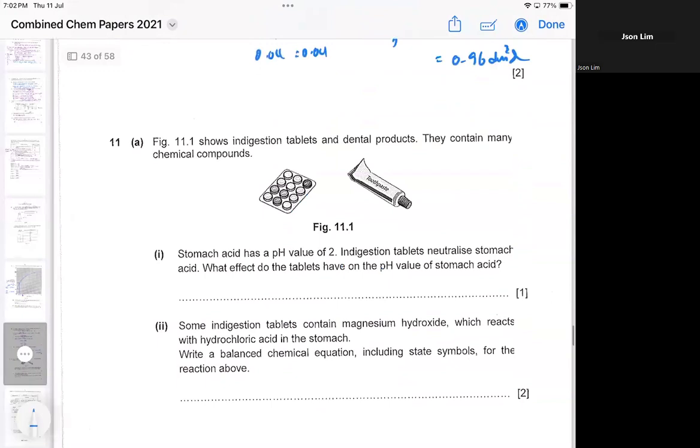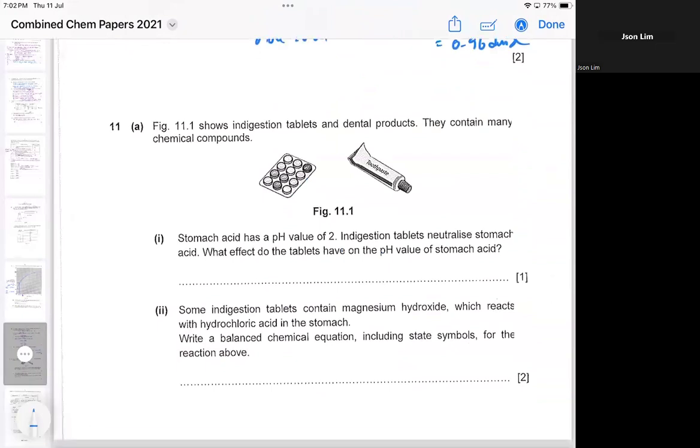Okay, I'll do 11A part 1, part 2 with you all immediately. Then you all help me set up the QA. So all this is used to neutralize the stomach acid. That means the stomach acid has low pH. So what will be the effect on the pH value of the stomach acid? Okay, because you neutralize, it will be less acidic. So in this case, it is likely to increase the pH of the stomach acid.